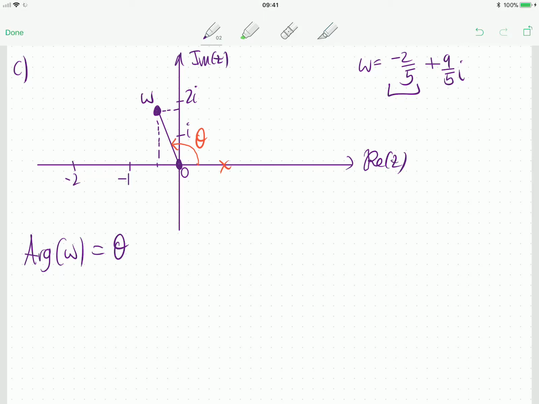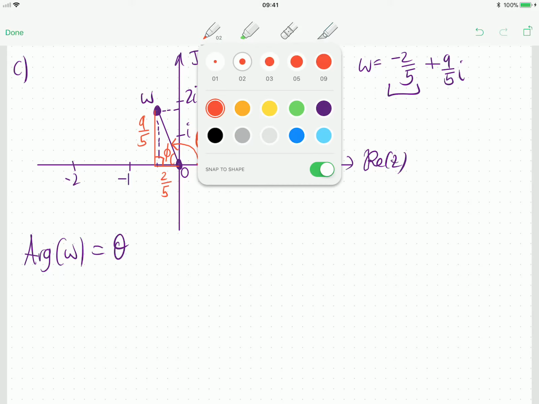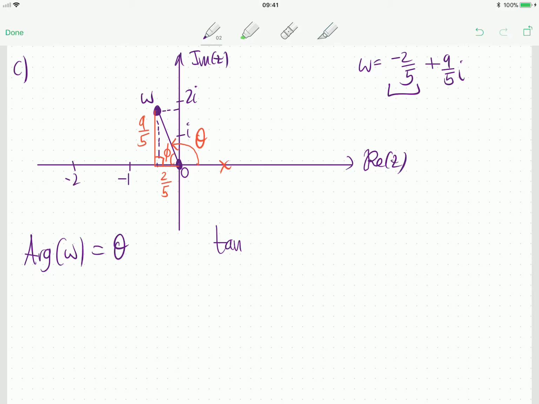Okay, so let's do it. Let's find this angle. Well, I'm going to take a look at this triangle because I know all the pieces. I know across the bottom this is 2/5, and up I know is 9/5. It doesn't matter that the bottom is a negative. I'm just looking at it from a general point of view. We have some triangle here, and using some basic trigonometry, I can find this angle, and if I know this, I can find phi because it just sits on a straight line.